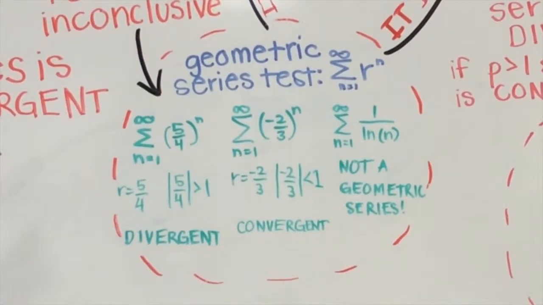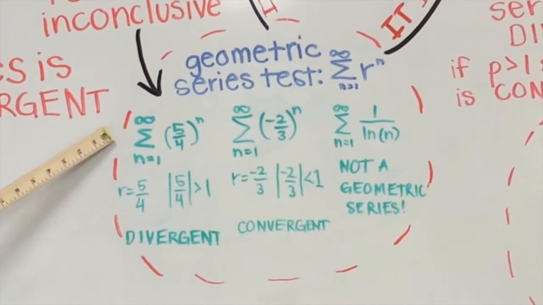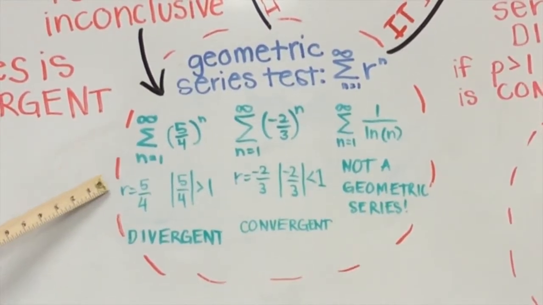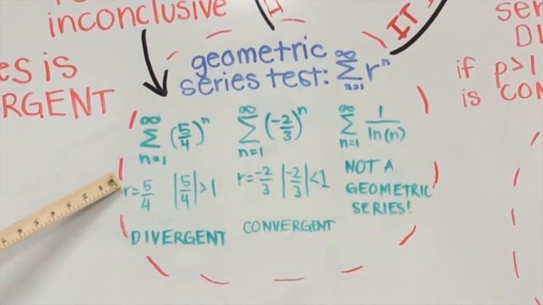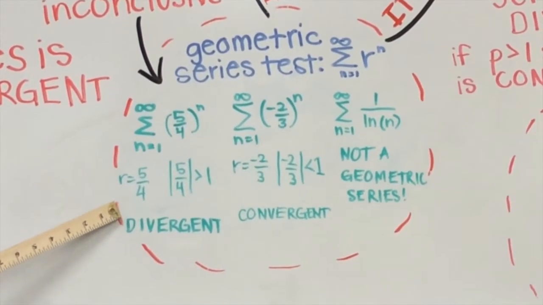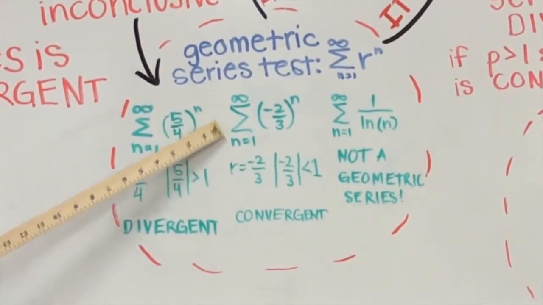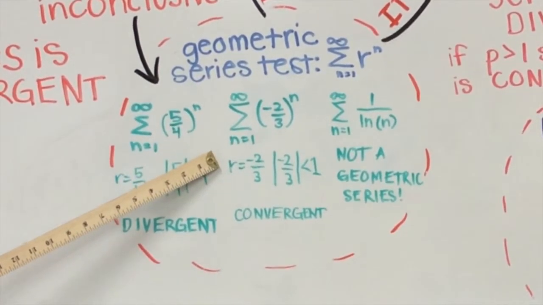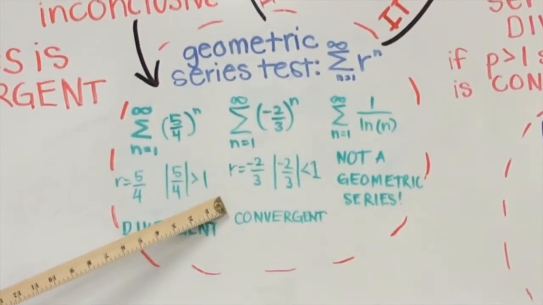Examples for the geometric series test. For the first example, we have the summation from 1 to infinity of (5/4)^n. Since r is equal to 5/4 and the absolute value of 5/4 is greater than 1, our series is divergent. For the second example, it's another geometric series where r equals -2/3. Since the absolute value of -2/3 is less than 1, our series is convergent.